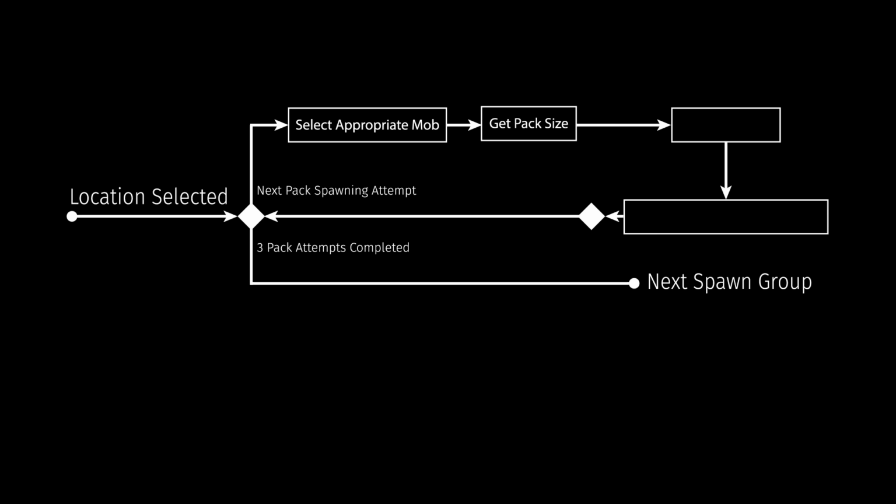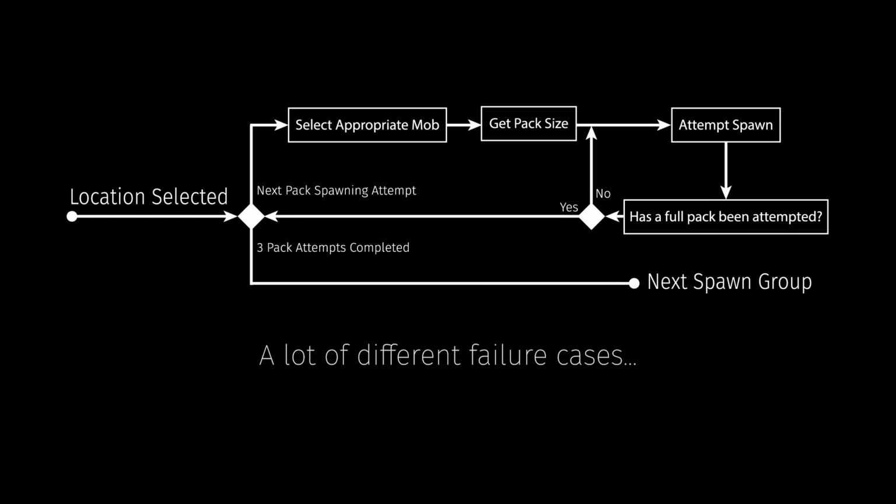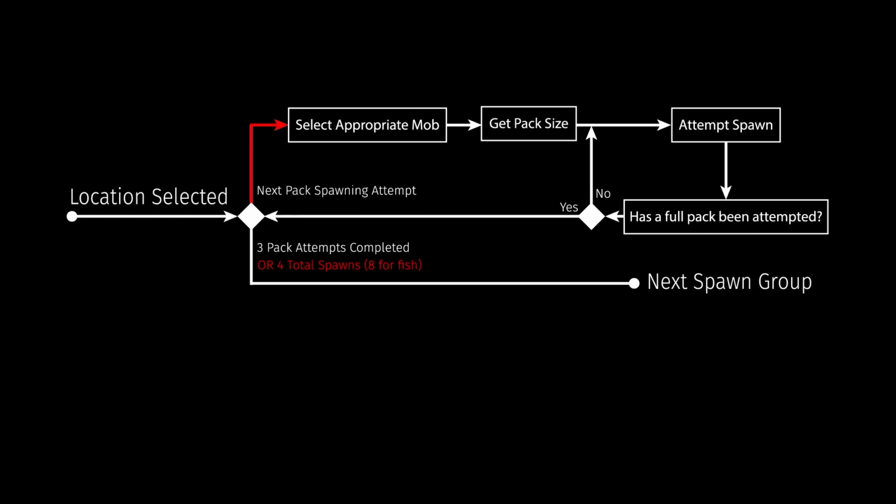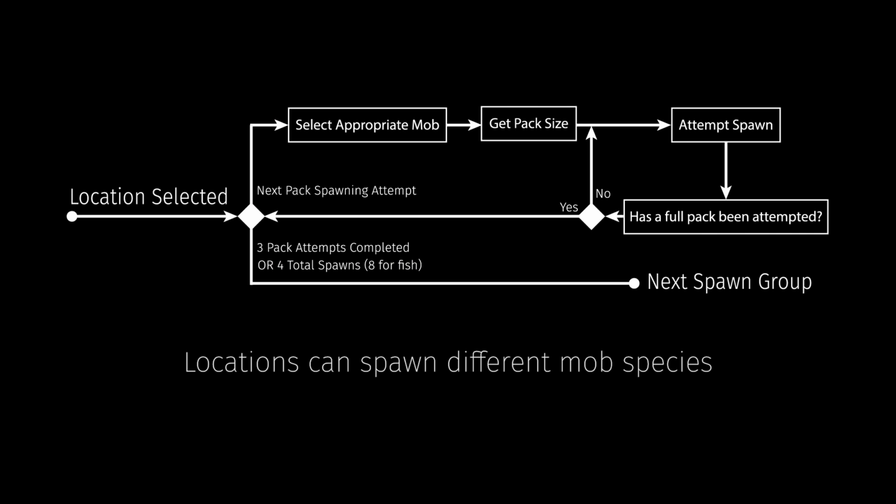Once the mob type and pack size is selected, the algorithm makes up to a pack size number of attempts to spawn the mob. There are a number of failure cases here, like colliding with other entities, not having a spawnable location, or being out of range. But we won't go into too many details in this video. If that pack spawning attempt is completed, but 4 mobs haven't spawned, then another pack spawn attempt will take place, and then another for up to 3 total pack spawning attempts for the same spawn attempt origin location, which can spawn up to 4 mobs total. These can be different mob types for each pack attempt from the same location, but the packs themselves always have to have the same mob type.